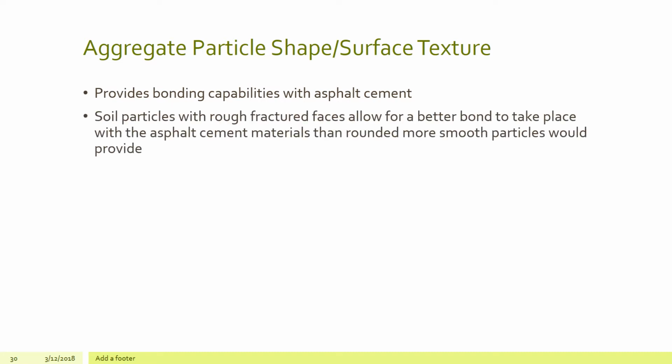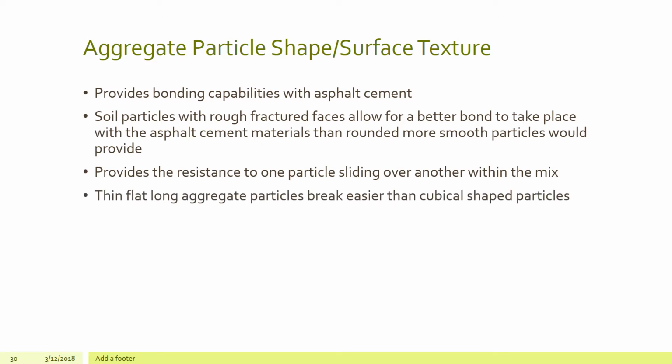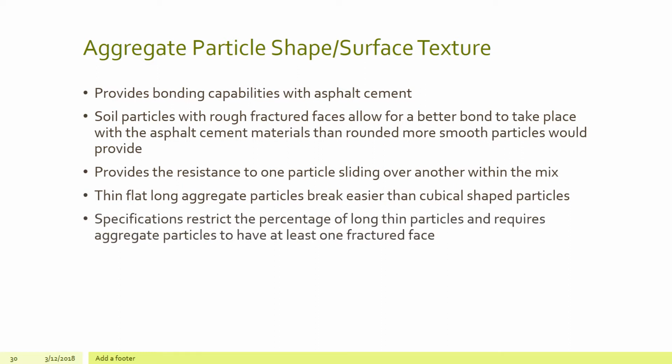Aggregate particle shape and the surface texture that we're dealing with provide bonding capabilities with asphalt cement. Soil particles with rough fractured faces allow for a better bond with the asphalt cement materials than rounded, more smooth particles would provide. This provides resistance to one particle sliding over another within the mix. Thin, flat, long aggregate particles break easier than cubical-shaped particles. Specifications restrict the percentage of long, thin particles and require aggregate particles to have at least one fractured face.